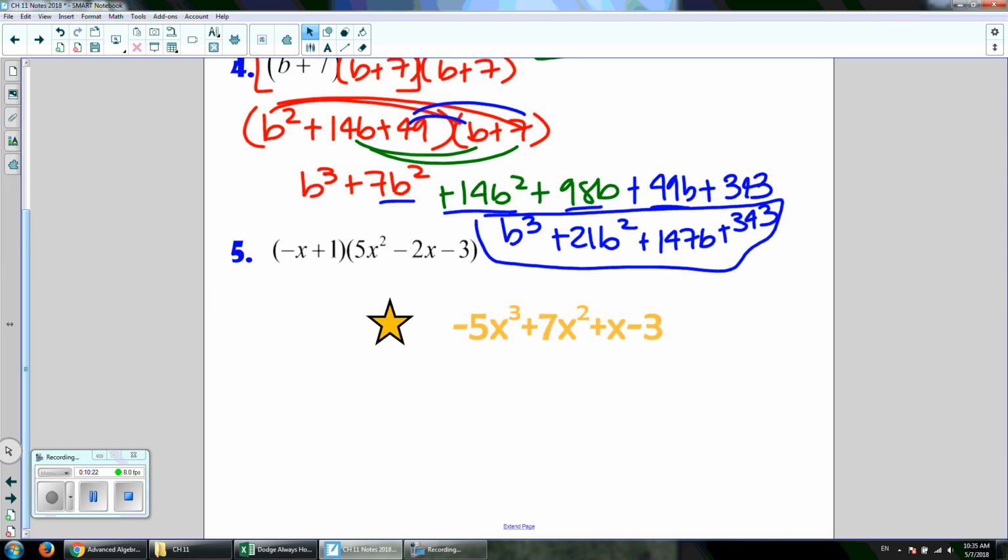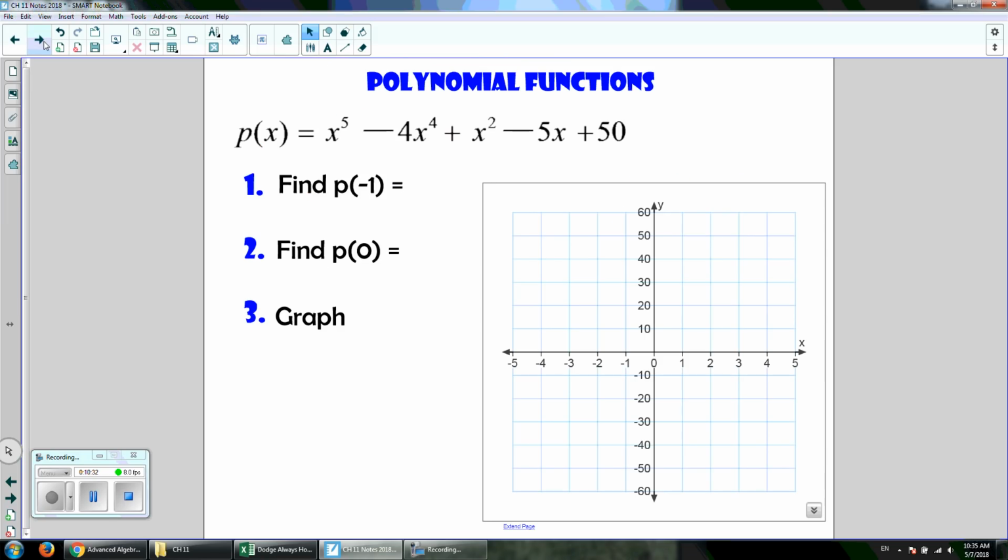Okay, so if you did that one right, you should have negative 5x to the third plus 7x squared plus x minus 3. If you didn't get that, maybe ask your partner. Otherwise, I can help you when I get back. Okay, then we're going to just look at some polynomial functions.